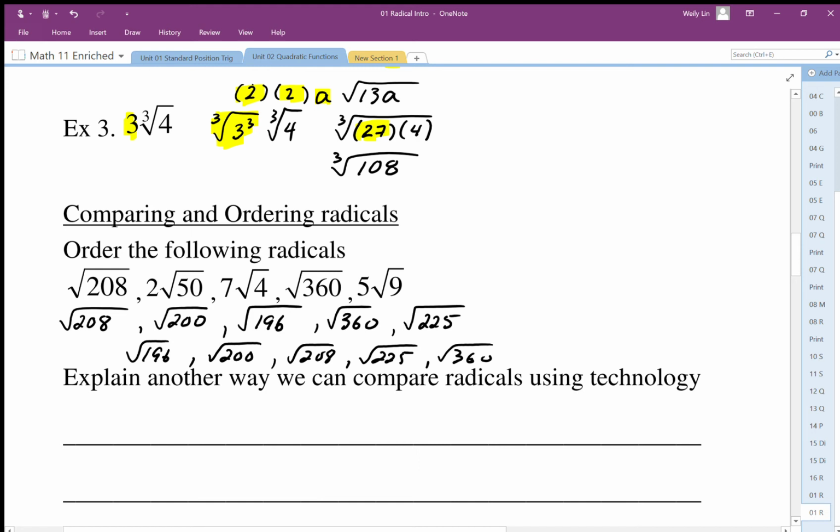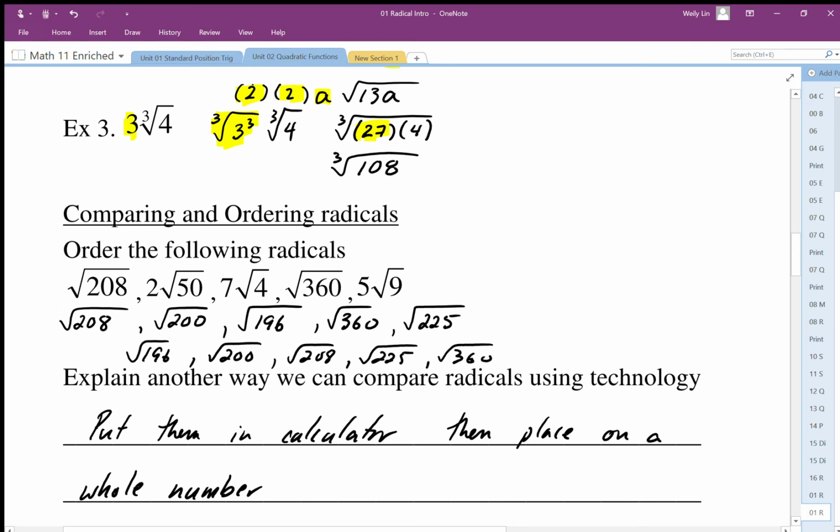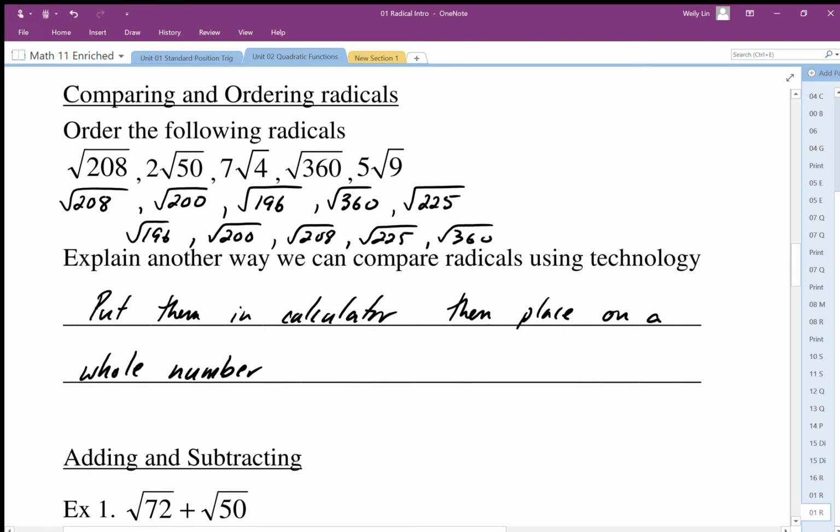Okay, so if I were to do this with technology, I can just put these in my calculator. Okay, and then I can place them on a number line. So I'll put them on a whole number line. And we can see exactly what the whole parts and the decimal parts are, and so we can see what they look like on a number line.